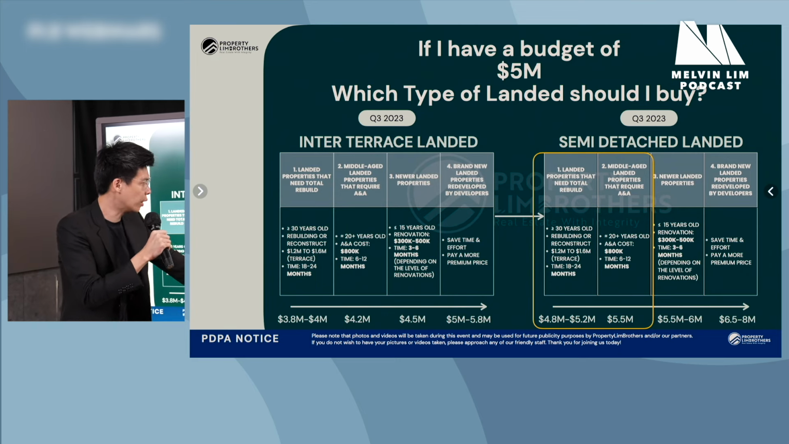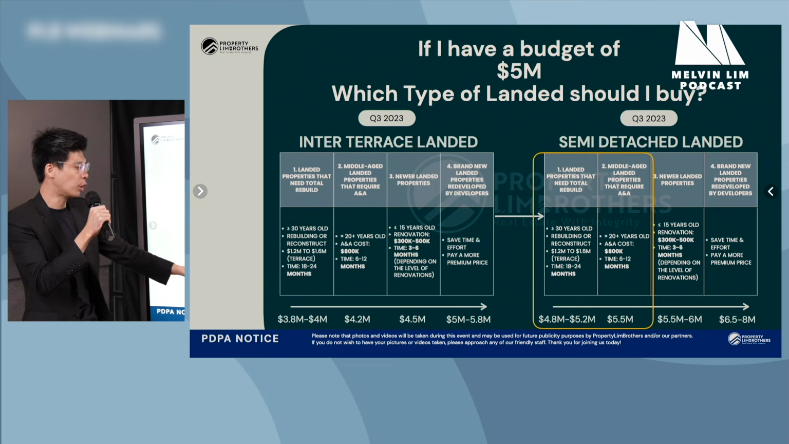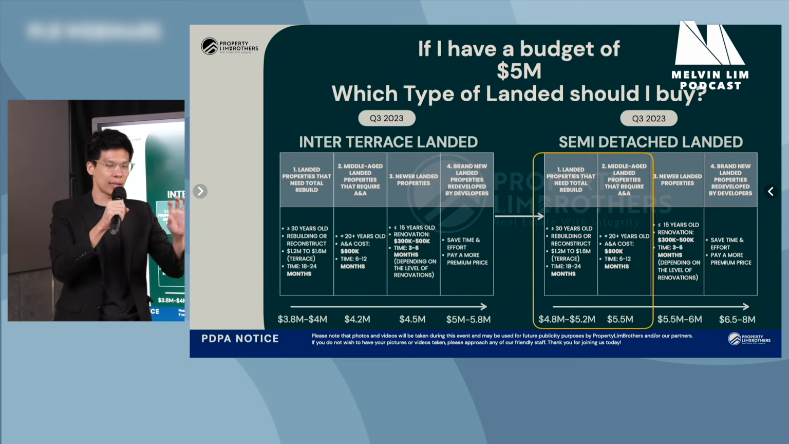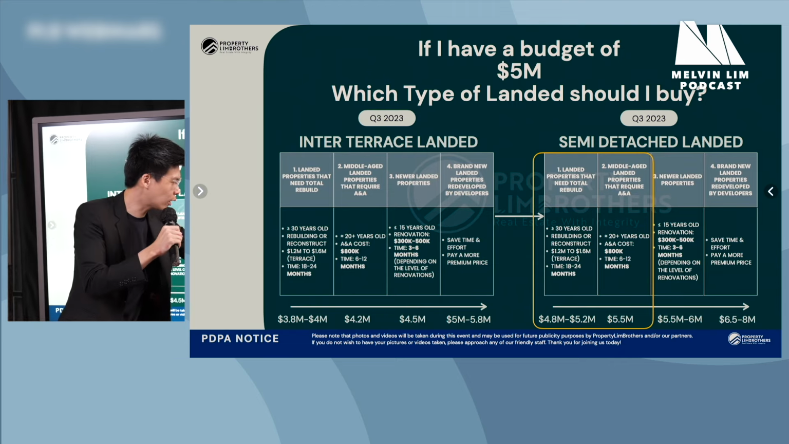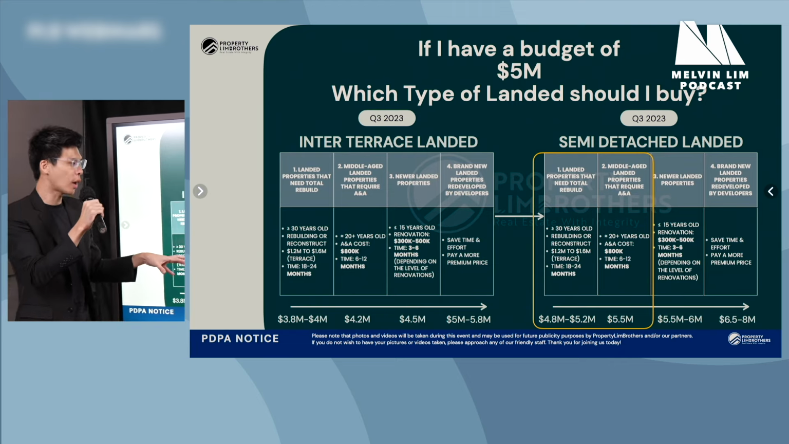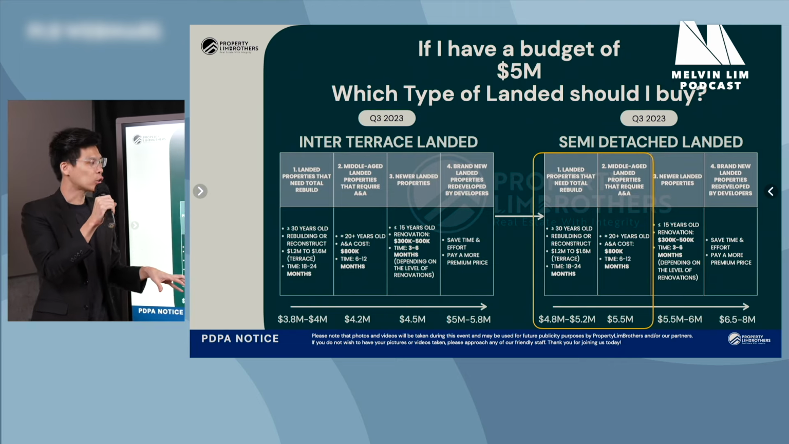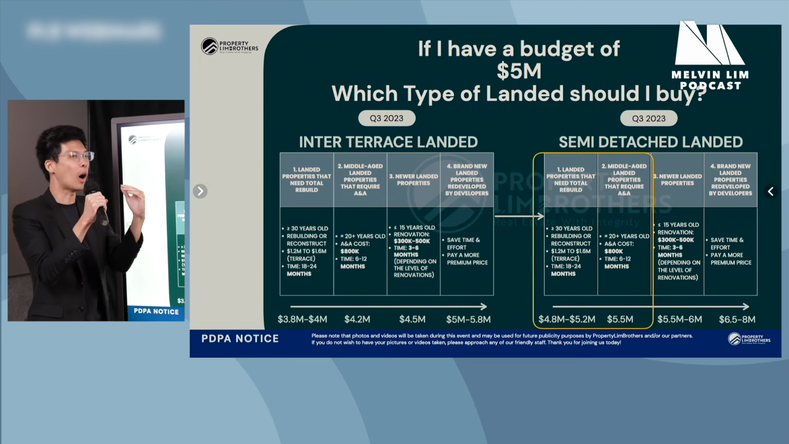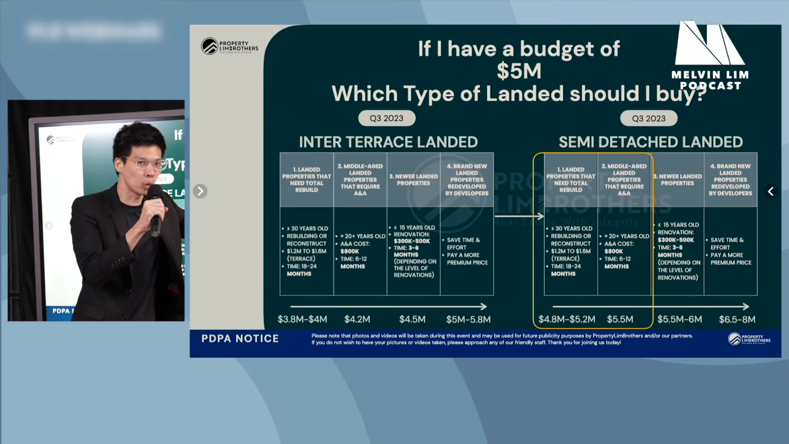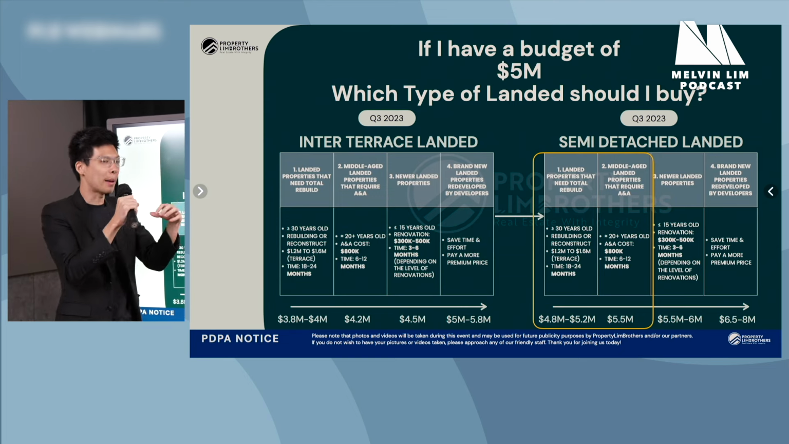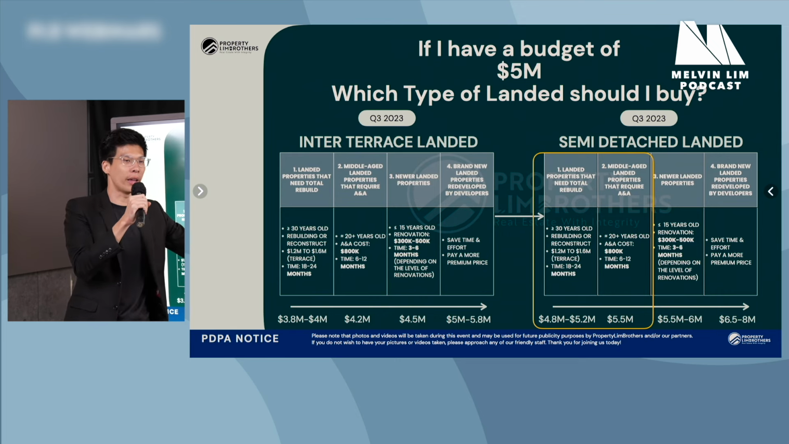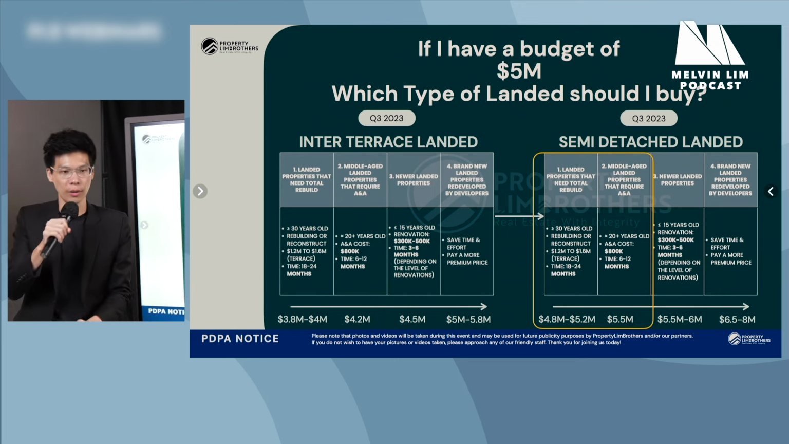Assuming that if you buy a brand new landed property, freehold, at 5 million to 5.8 million, at the same price point, in the same district, you can actually buy a Cat 2 home at a similar quantum of 5.5 million. So in this scenario, when the price disparity is very close, we always go for the better asset type. In this case, the semi-D Cat 2 homes will definitely see a better price acceleration in the years to come as compared to getting a brand new Cat 4 interterrace.